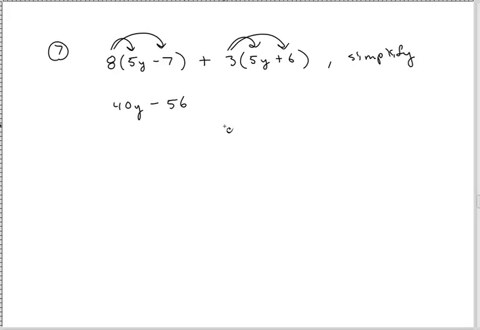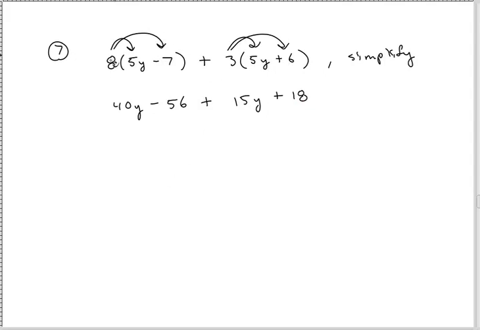And I knew that answer. But it's okay to verify and check because you don't want to get it wrong, especially on tests and stuff. So 3 times 5 is 15y, and 3 times 6 is 18. Okay, so I just kind of wrote it all out. No more parentheses. It's a little bit more straightforward.